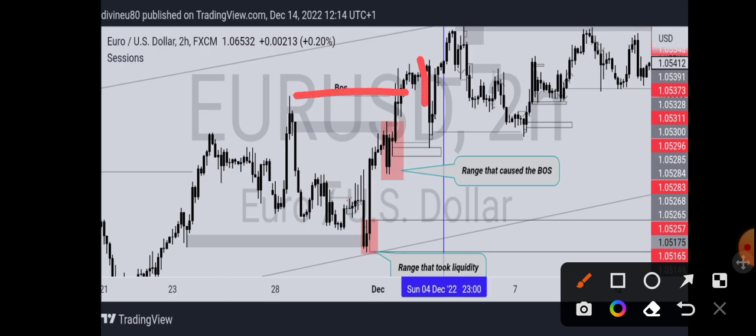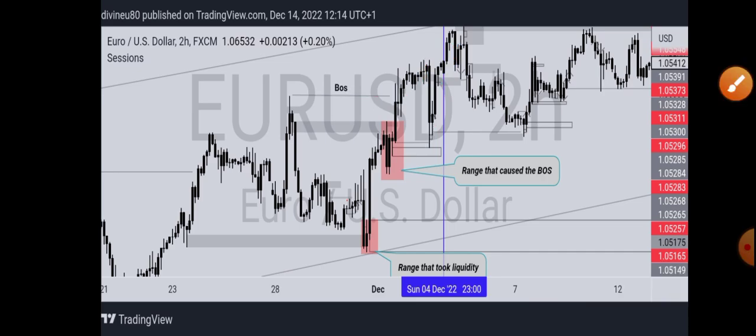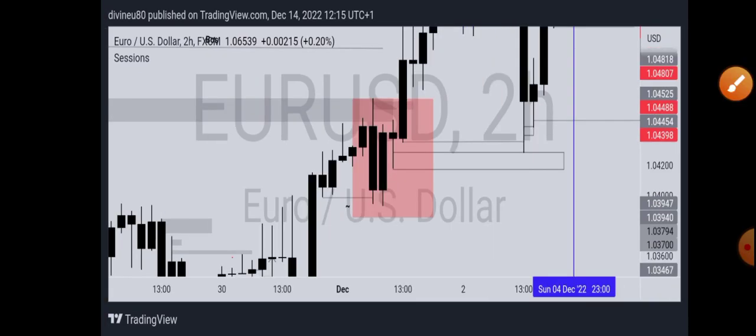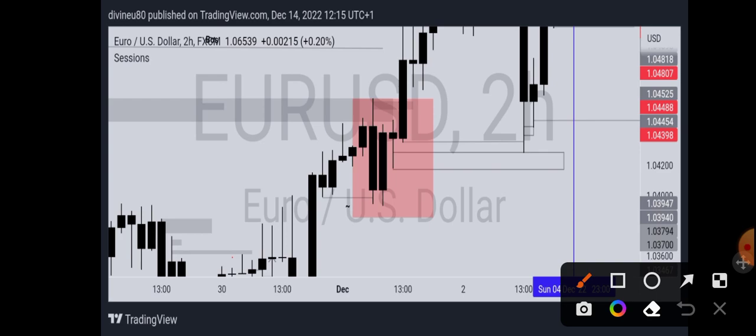Like I said before, I always have two POI. This is my first POI. This is my second POI. The one that price comes for, that's when we start looking for a reaction there. So you can see that after the BOS, price came and tapped the one that broke structure, that caused the BOS. That's the candle that caused the BOS. So this is the whole range that caused the BOS.